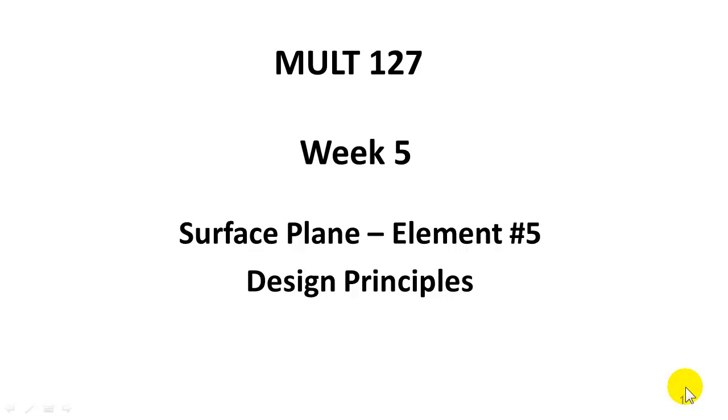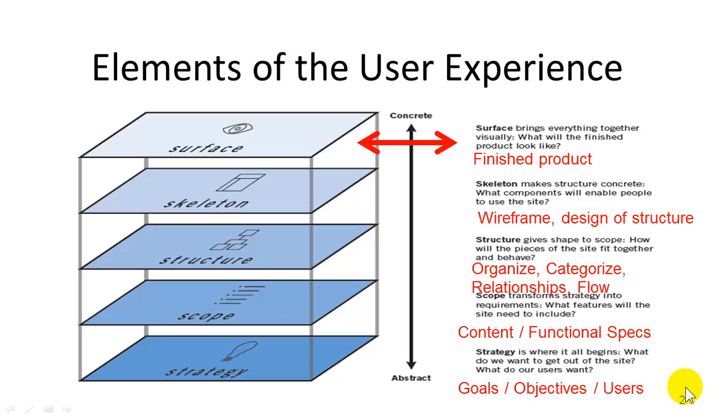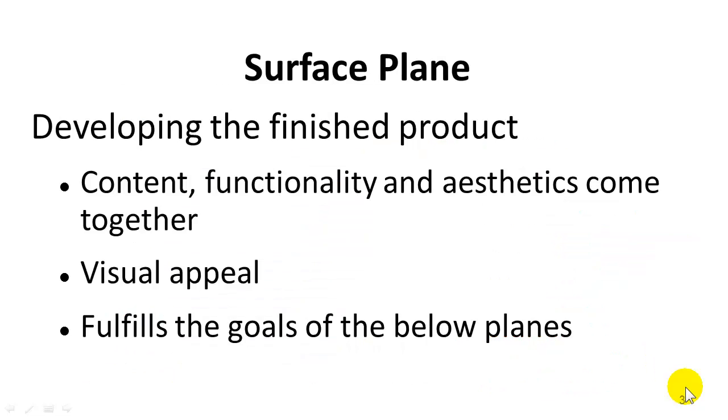In this video, we will look at the surface plane, element number 5, and we will begin to learn about some design principles. So we are at the surface plane, and this is where we start developing the finished product. This is where we bring everything together visually. So when developing the finished product, the content, functionality, and aesthetics all come together.